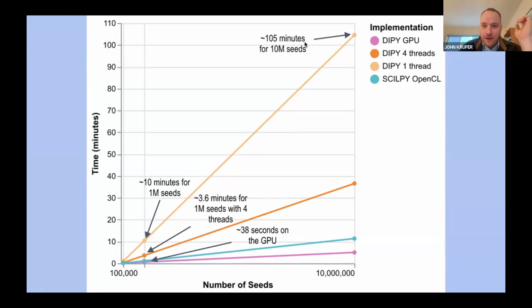Similarly, if you're using the CPU, it would take 105 minutes to generate 10 million seeds, 37 minutes with 4 threads, and then only 5 minutes on the GPU to generate tractography from 10 million seeds. So that's very fast and allows you to generate huge amounts of streamlines in almost no time at all.